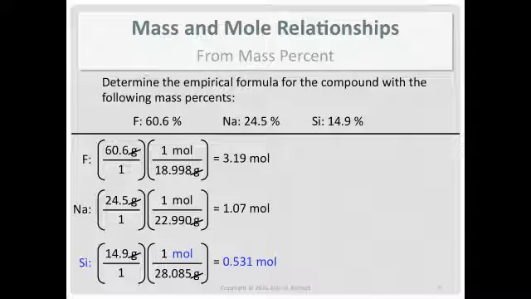Now, let's look at what we have so far. What do these numbers mean? Well, it means, assuming 100 grams of sample, we have this many moles of each of them. But how do we use this to get the empirical formula? Let's step away from this for just a moment.